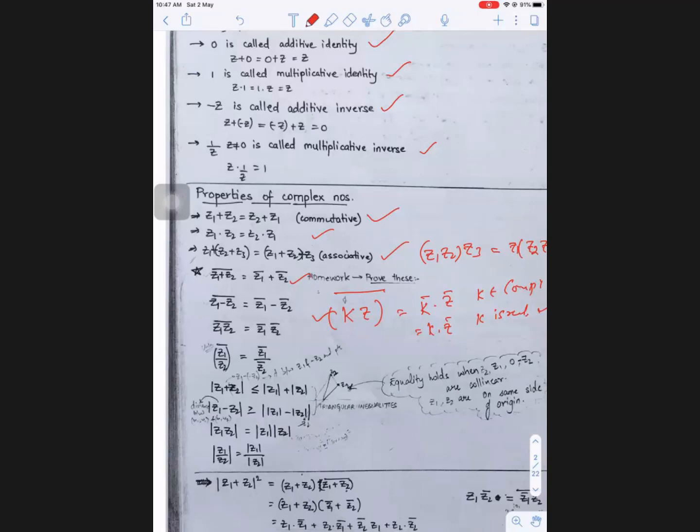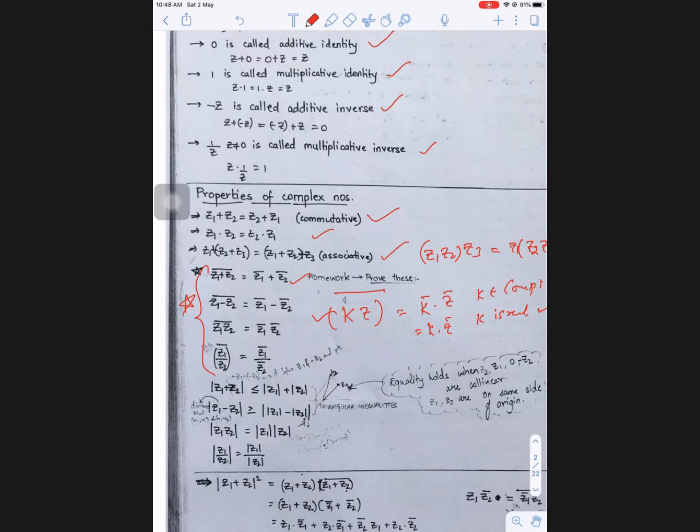And the other results are: z1 plus z2 whole bar equal to z1 bar plus z2 bar. And z1 minus z2 whole bar equal to z1 bar minus z2 bar. Same for z1 into z2 whole bar, which is z1 bar into z2 bar. Same thing for z1 by z2 also. Simply, the k z whole bar formula is k bar into z bar if k is a constant. If k is a complex number, that is k bar into z bar. And if k is a real number, that is k into z bar.